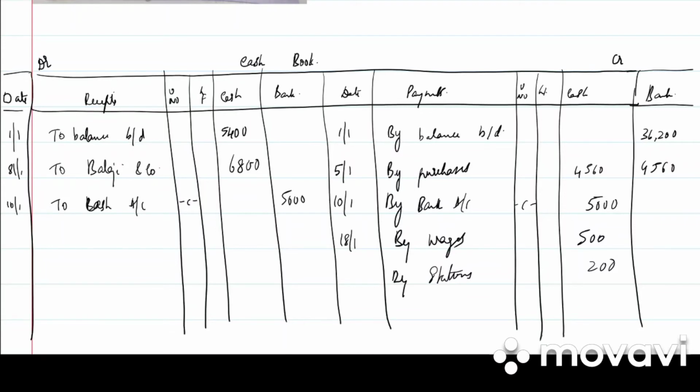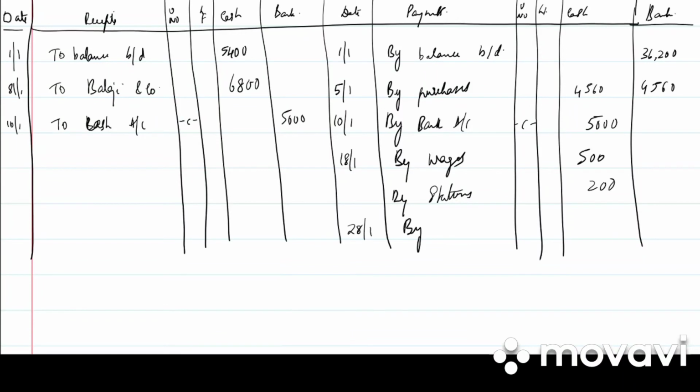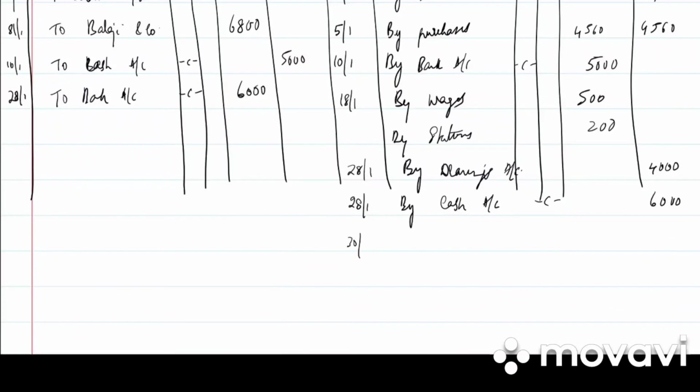Next 28 Jan, withdrew from bank for personal use and office use 6,000. So for personal use it is by drawings under the bank column 4,000. Then we'll be having contra entry for office use, that is by cash account. It's a contra entry 6,000 in bank column, and on debit side to bank account, contra entry cash column 6,000. And last we have on 30th Jan, paid rent. So by rent account, in bank column 4,000 as it is by check.